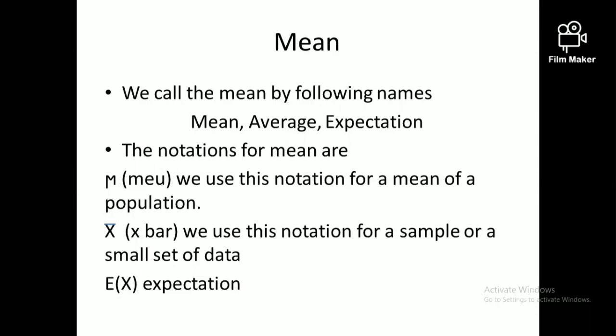The notation for mean varies. Usually we use the letter mu. We use this notation to find the mean for a population, but there is no restriction. Generally we use the letter mu to represent the mean or average for a population. What do you mean by population? Population means a big set of information, right? We use X bar, the bar notation, to represent the average or mean for a small set of information. For a population we use the letter mu, and we use X bar for a sample. Those are the general standards we use, but there is no restriction on which symbol to use for the mean.